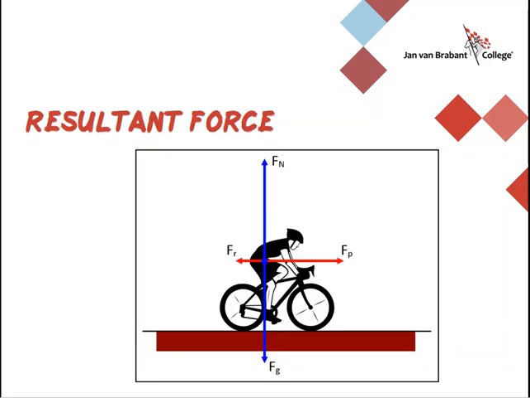This figure shows a cyclist with four forces acting on him: the gravitational force Fg, the normal force Fn, the driving force Fp, and the resistance force Fr. It is clear from the figure that the normal force and the gravitational force are acting in opposing directions, upwards and downwards, and are both the same size. That means they cancel each other out. That means that only the driving force Fp and the resistance force Fr play a role when determining the resultant force.